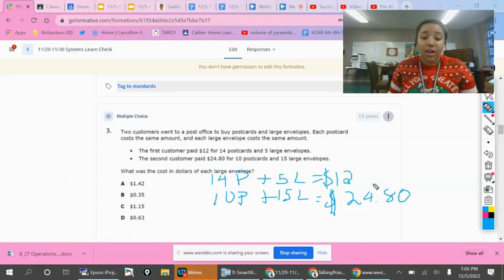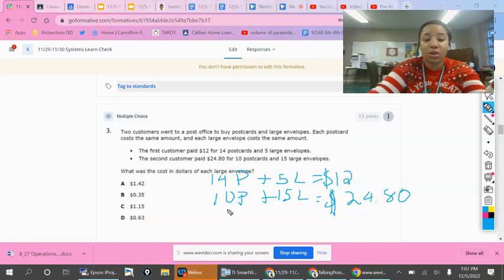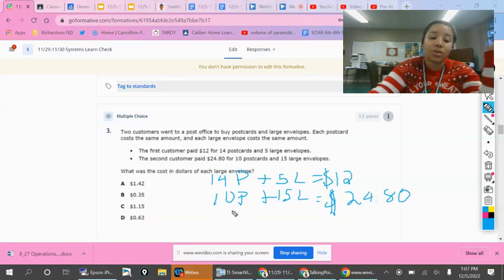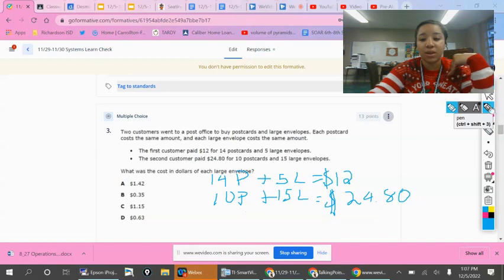Okay. First things first, what is the cost for each large envelope? We have to try to get the large envelopes by themselves. One thing we can do is figure out how much the postcards cost and plug it back into the system. I'm going to do elimination for this method because that works best for me. You can use any method that you like, but I'm going to use elimination.